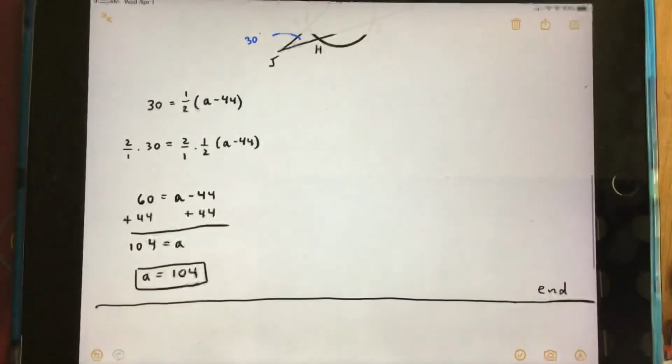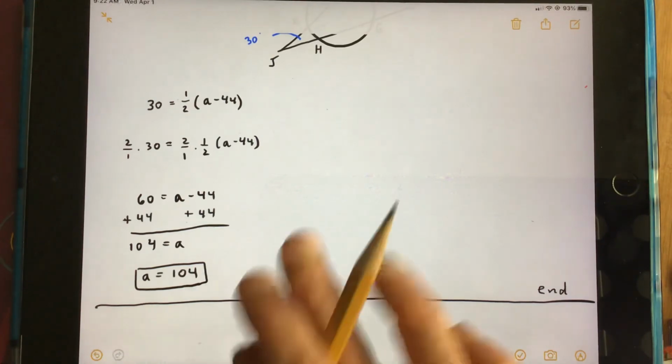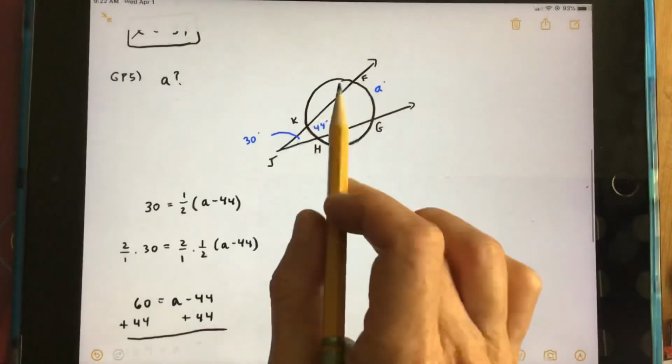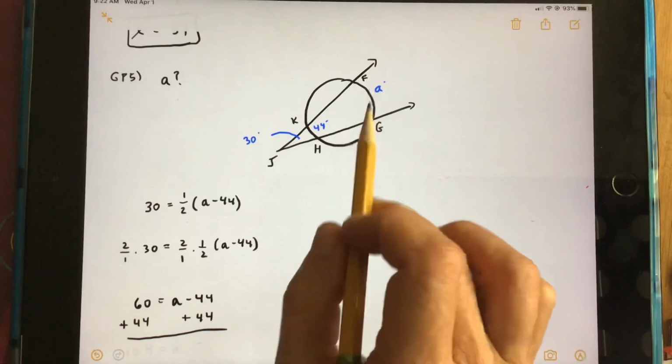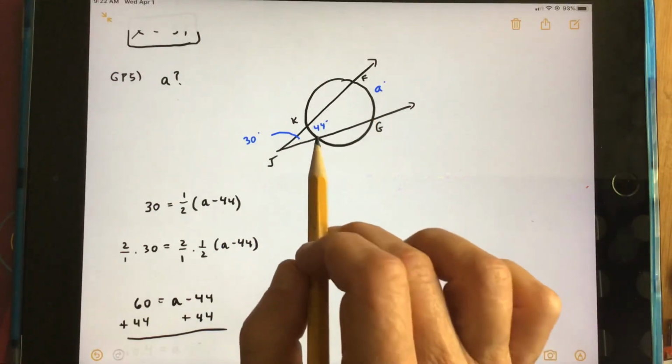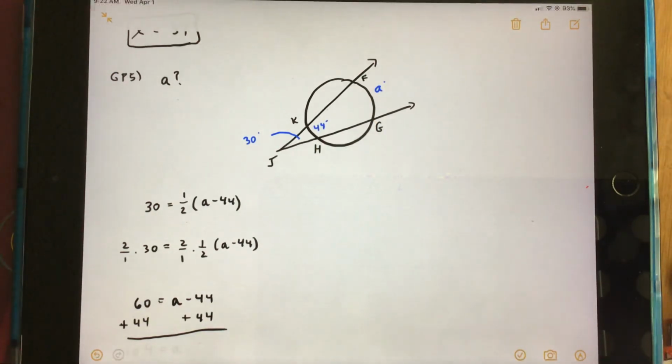We'll add 44 to both sides of our equation. That will give us 104 equals A, and so now we know that the intercepted arc that was labeled A is 104 degrees. So this A degrees here is 104. 104 minus 44 divided by 2 gives us that 30 degrees.